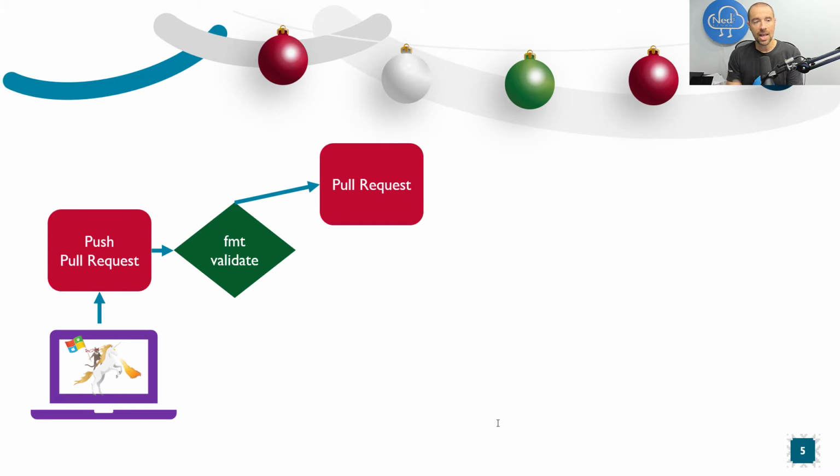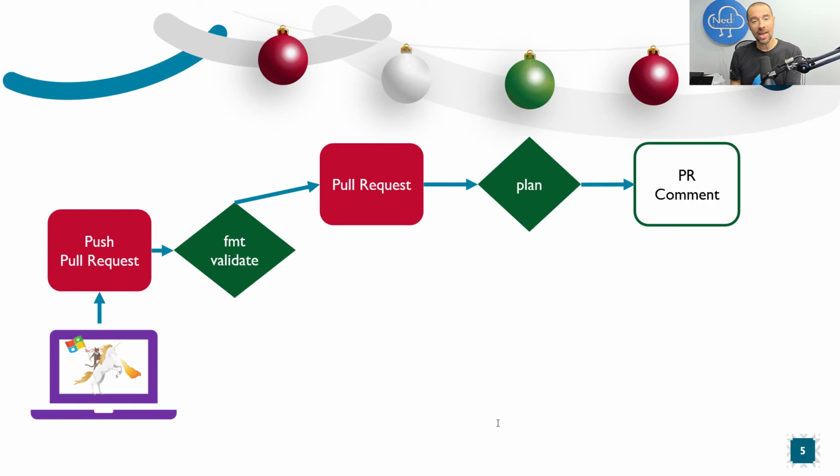If this is a pull request, so I've checked in my branch and it's gone through this format and validate, that all checks out. Now I'm creating a pull request where I want to merge this to main. Before I do that, I want to know what changes would happen if that pull request was merged. So we are going to run a plan, a Terraform plan like we just saw, that tells us what are the changes? What is it going to do? And then we'll take the output of that plan and we'll put it as a comment in the pull request.